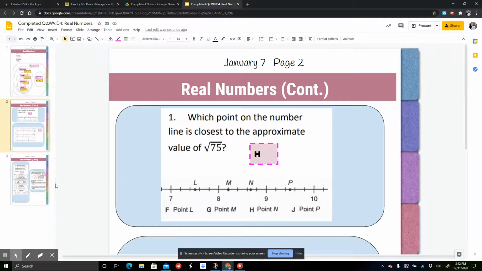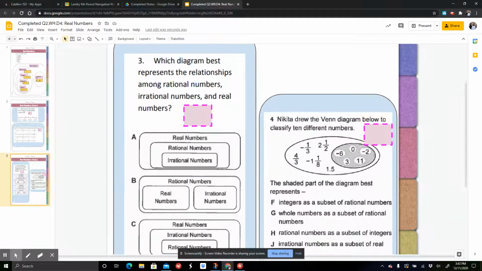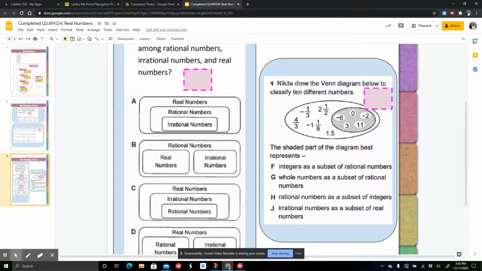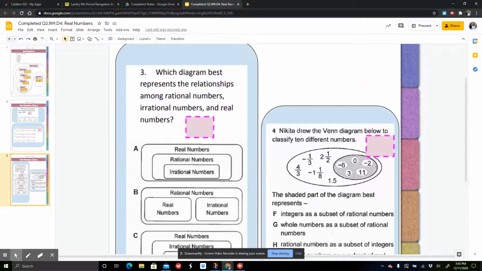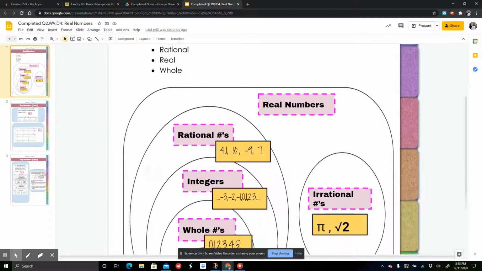We're going to go on to page 3. It says, which diagram best represents the relationships among rational numbers, irrational numbers, and real numbers? Remember on our Venn diagram, I'm going to go back to the first page for a second. We have rational, and we have right here, we have rational.